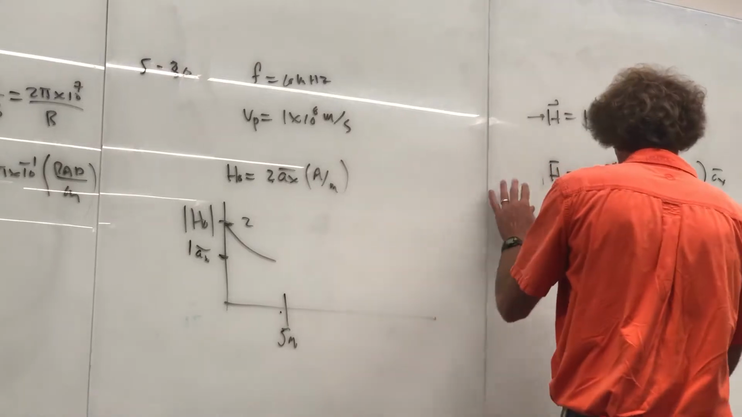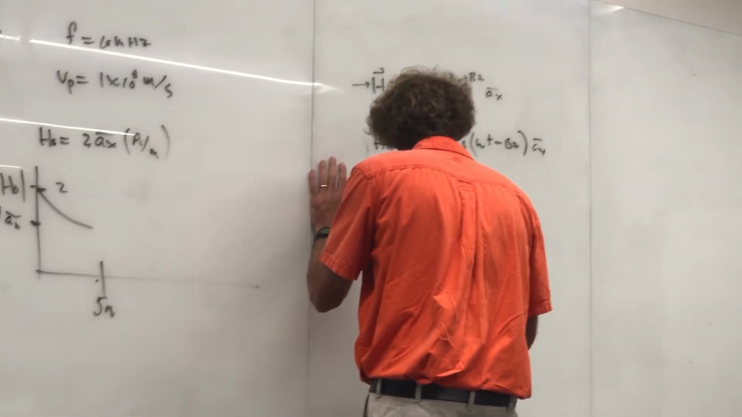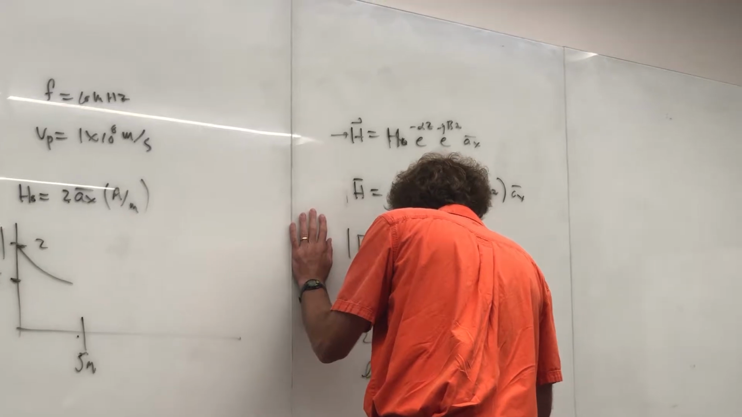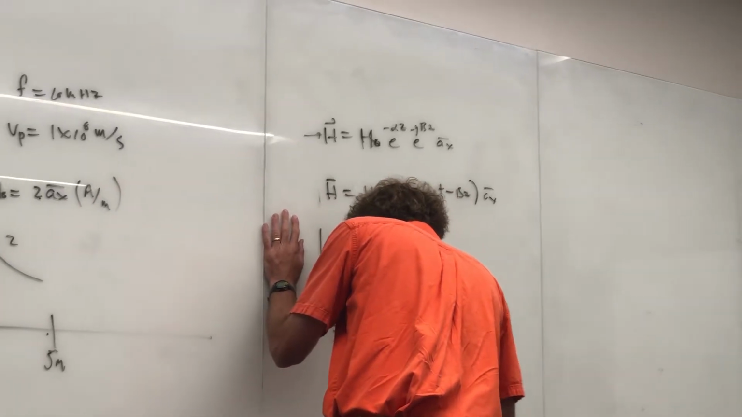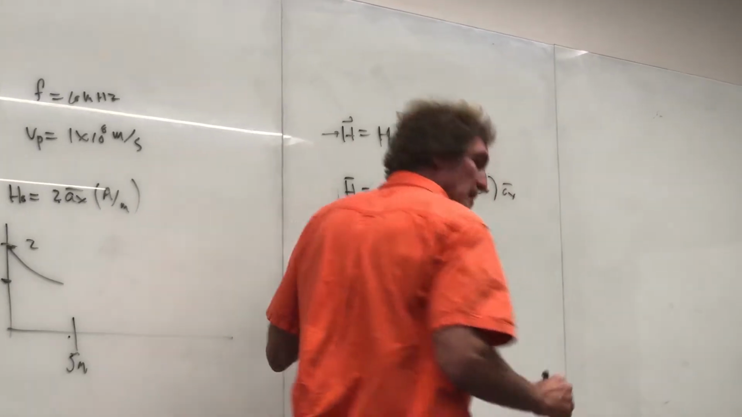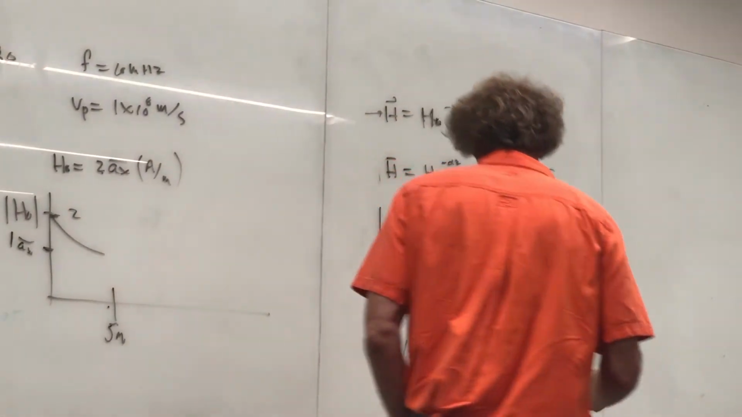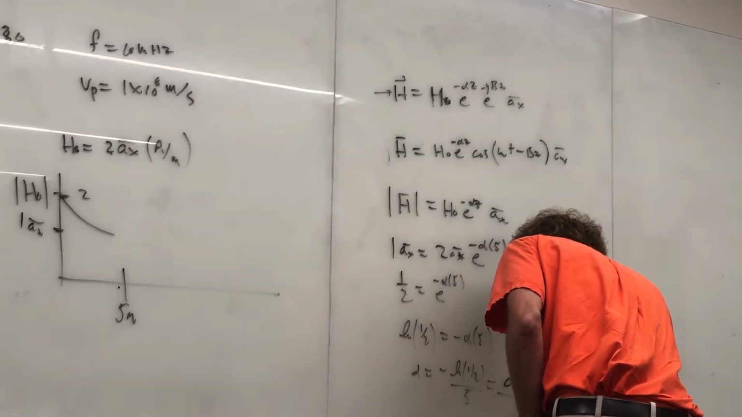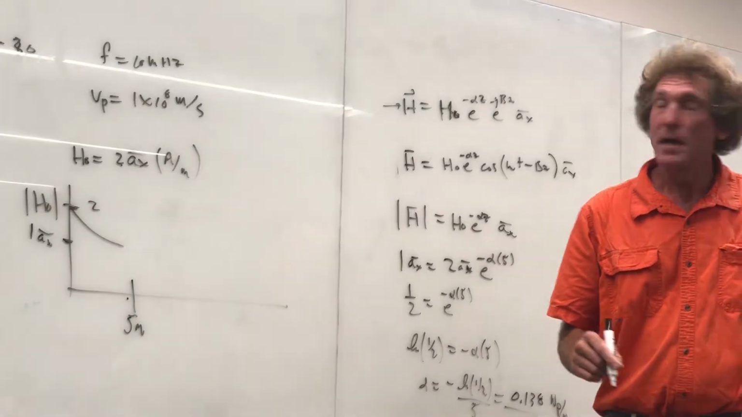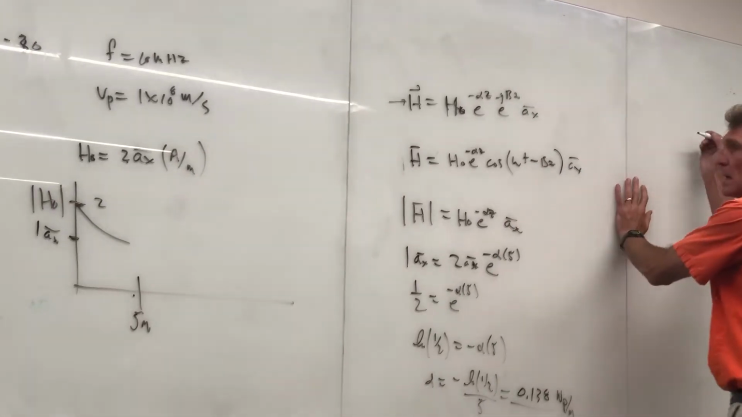Now if we just go ahead and calculate it, I have 1/2 is equal to e to the minus alpha times 5, or the natural log of 1/2 is equal to minus alpha times 5, or alpha is equal to minus the natural log of 1/2 divided by 5. You can give me that, anyone. I'm sure he did it this way: 0.138, and that's Nepers per meter. So now we have alpha and beta, right? And the next thing we need is, let's see.